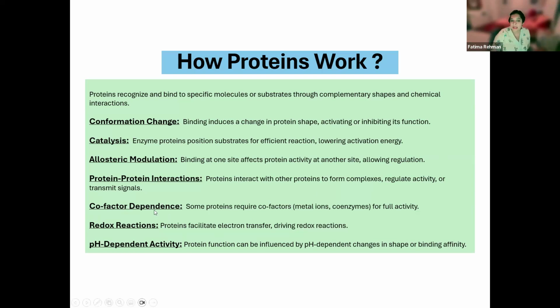Coenzymes, metal ions: these proteins cannot work unless these coenzymes or cofactors are bound to them. Finally, proteins are going to facilitate electron transfer and drive redox reactions. And they are going to do so many times based on the environment that they are in. So at a certain pH, they may have one function or they may be inert, while at a different pH, they may be changing shape and binding affinity and working in a different manner or having a new function.